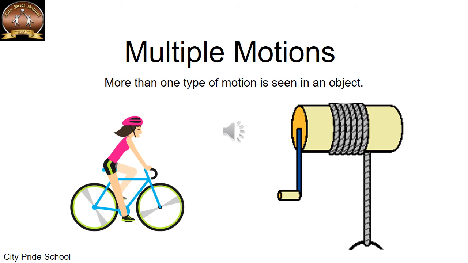Same thing here when we draw water from the well. The movement of the bucket is in a straight line, so it's translatory. And also here, this wheel is moving in a rotational motion.